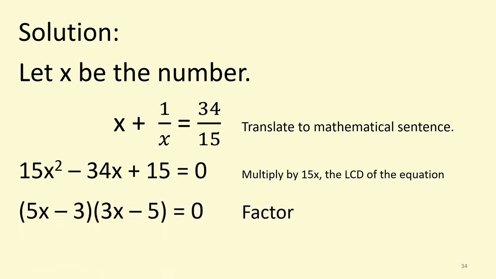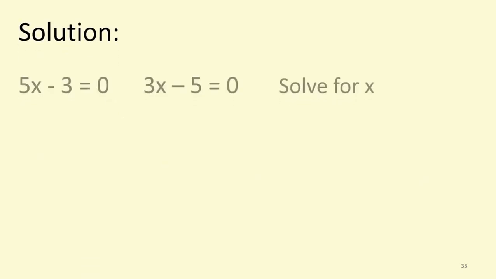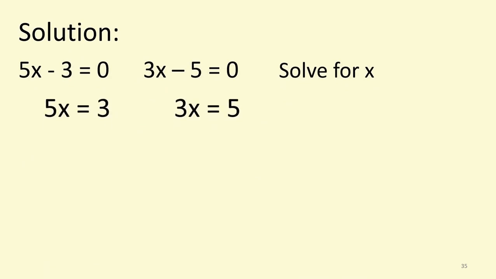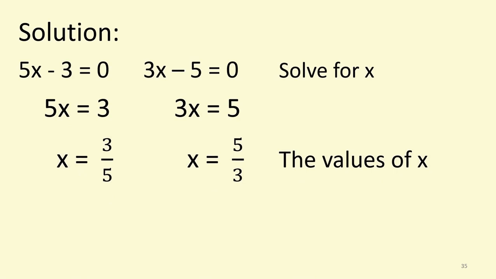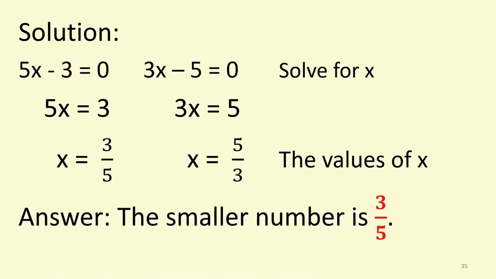Now, you factor the given. The factors are (5x - 3) and (3x - 5). Separate the two factors and equate to 0 to solve for x. Now we have x = 3/5 and x = 5/3. The question is find the smaller number. Therefore, the answer is 3 over 5. That is the smaller between 3/5 and 5/3.